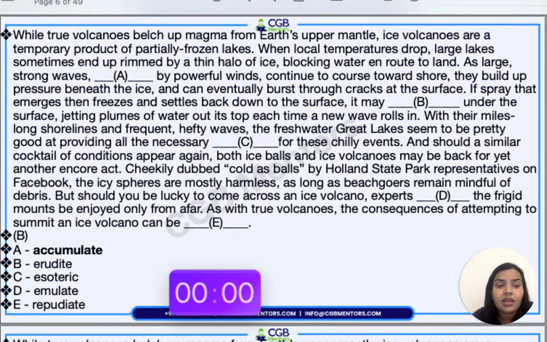Moving on to second one, यहाँ पे आंसर आपका था accumulate. Now what is happening? They build up. See, build up का already sense दे दिया है यहाँ पे. And can eventually burst through cracks. If spray emerges, then freezes and settles back to the surface, it may dash under the surface. तो यहाँ पे एक ही एक्शन होगा, वो इकट्ठा होने का, that is accumulate.